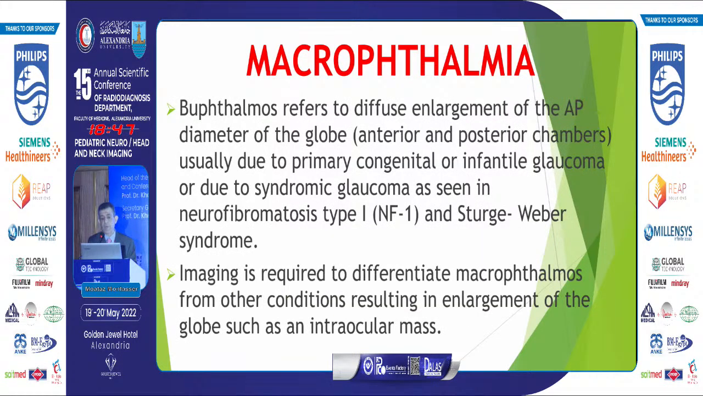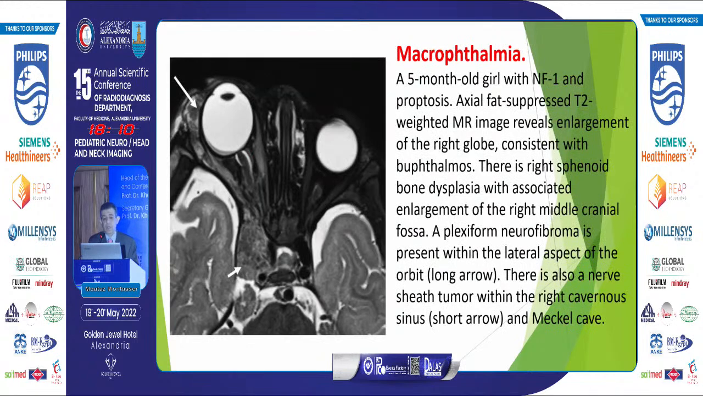On the other hand, macrophthalmos is defined as diffuse enlargement of the anteroposterior diameter of the globe. It's called buphthalmos, including the anterior and posterior chambers, usually due to primary congenital or infantile glaucoma or due to syndromic glaucoma, as seen in neurofibromatosis type 1 and Sturge-Weber syndrome. It's very important to image these patients because not all large globes are due to macrophthalmos. It may be due to an intraocular mass, so imaging is required for differentiation.